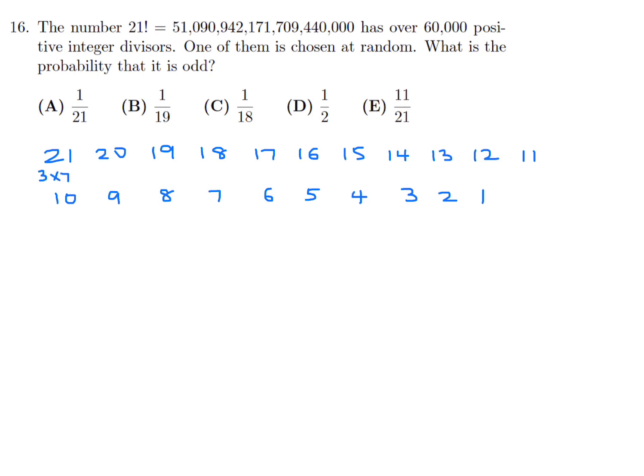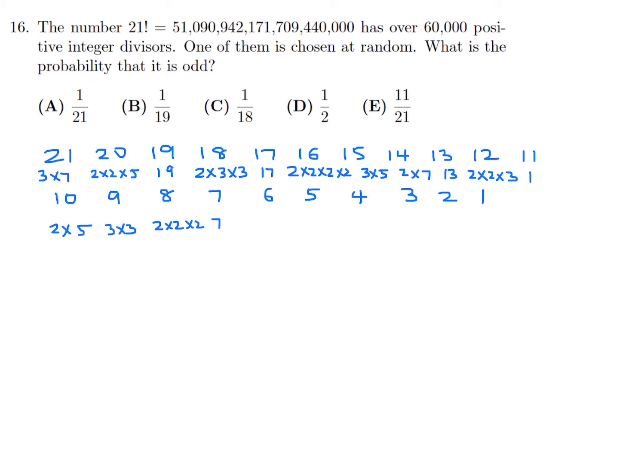So 21 is 3 times 7, 20 is 2 times 2 times 5, that's just 19. That's going to be 2 times 3 times 3, that's just 17. This is 2 times 2 times 2 times 2. 15 is 3 times 5, 14 is 2 times 7, 13 is prime. This is 2 times 2 times 3, 11 is prime. 2 times 5 and 3 times 3, 2 times 2 times 2, 7, 2 times 3, 5, 2 times 2, and 3, 2, 1.